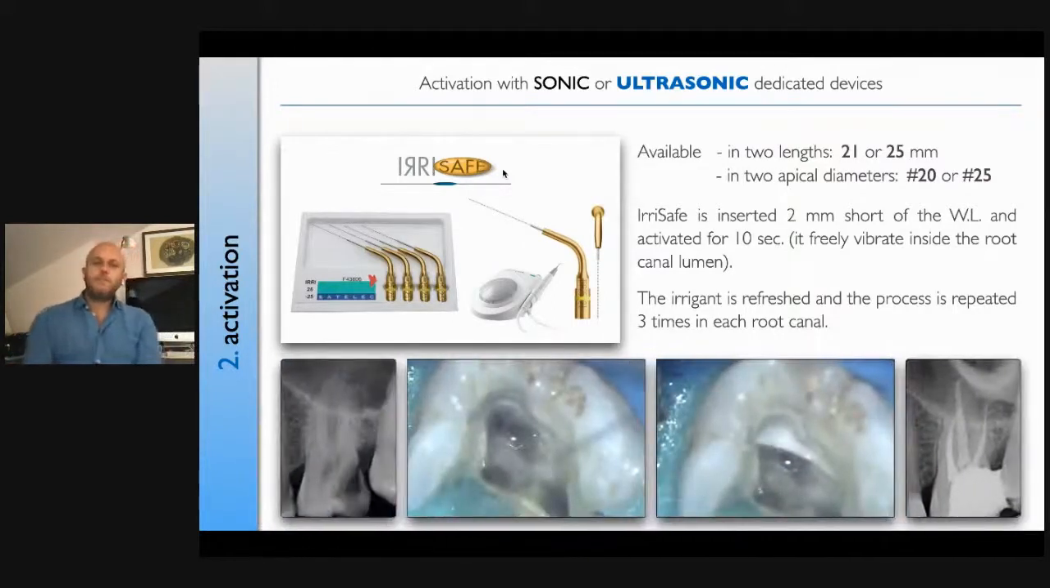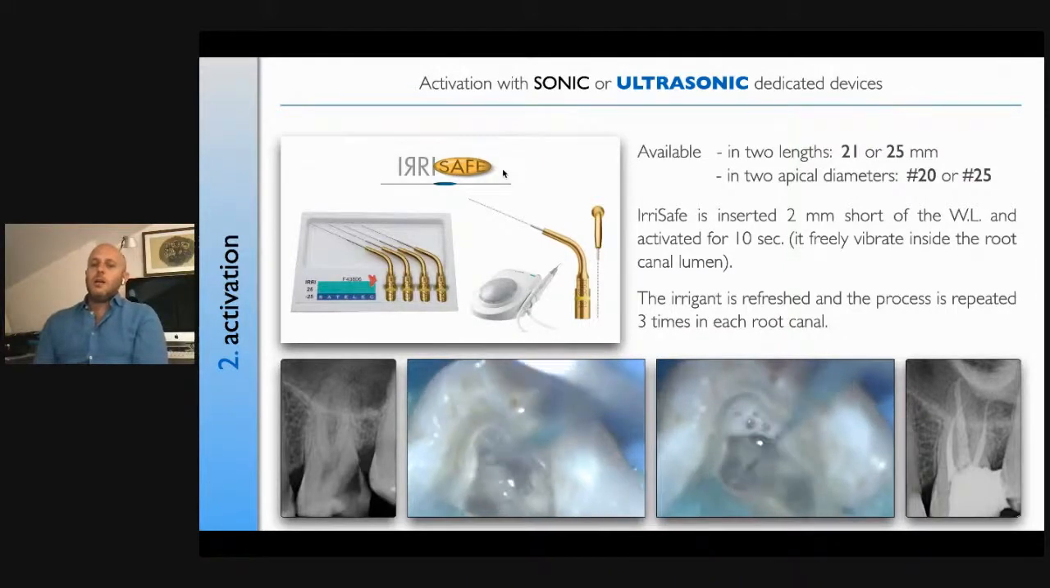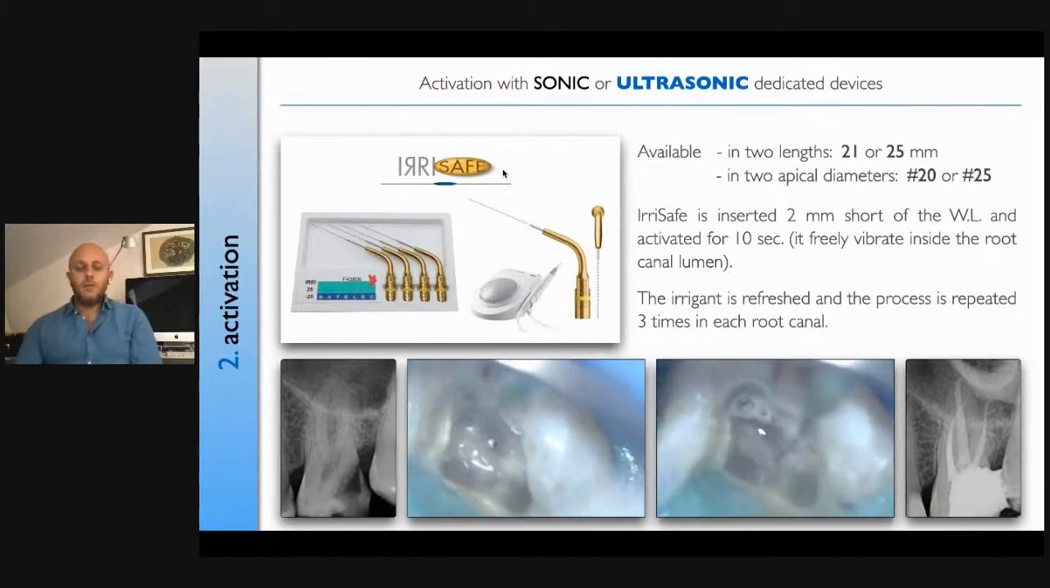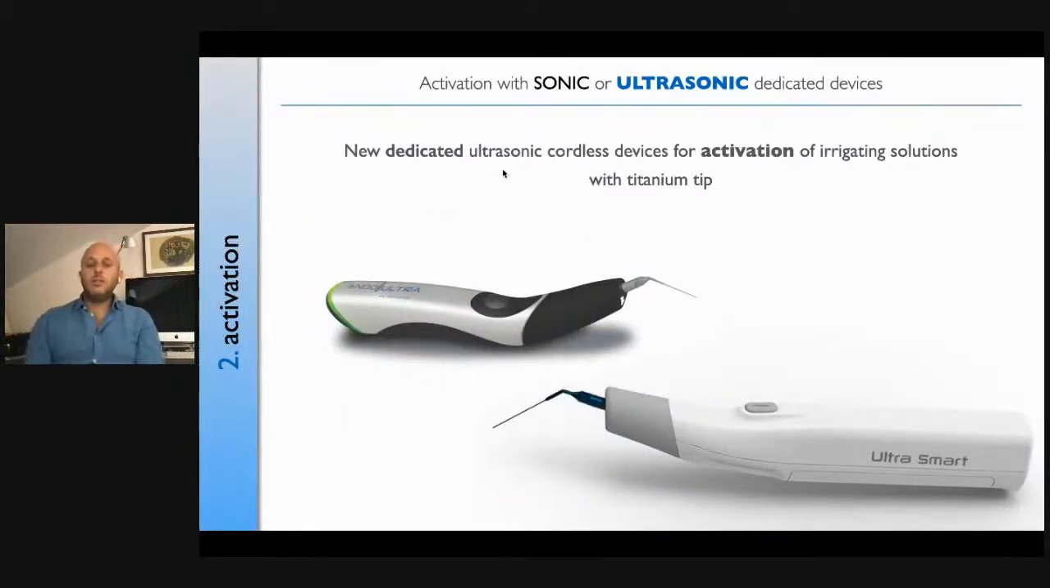We have at our disposal some tips made for ultrasonic devices I used in the past. These are made by Satelec, a French manufacturer, the same used on devices made for dental hygiene. But today, the real novelty is the launch on the market of specific cordless devices. The gray one is the EndoUltra, the first one put on the market, and probably no longer sold, no longer available. And the UltraSmart, the newest one by COXO, a very useful, cordless, small, practical handpiece with a specific titanium blue tip made for the ultrasonic agitation, vibration, and activation of irrigating solution.